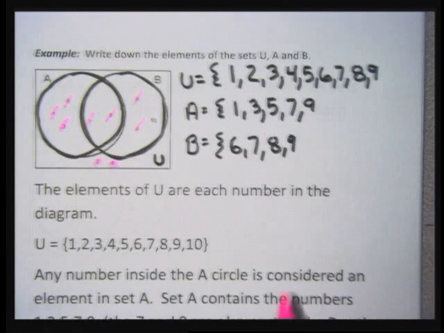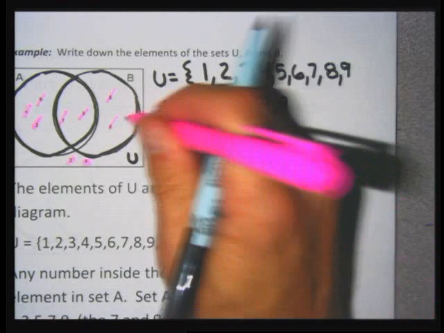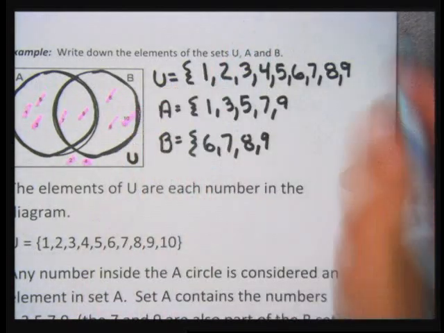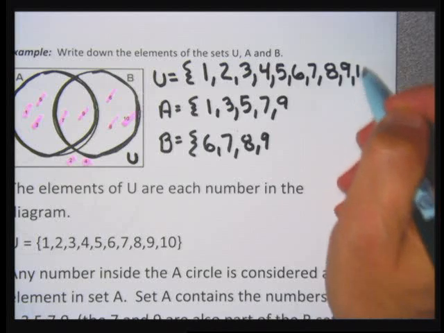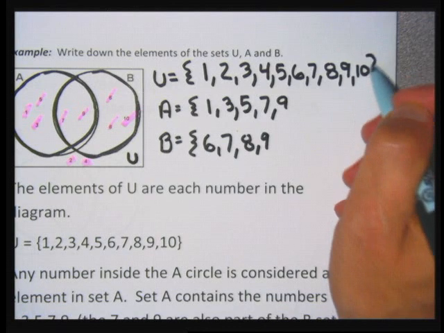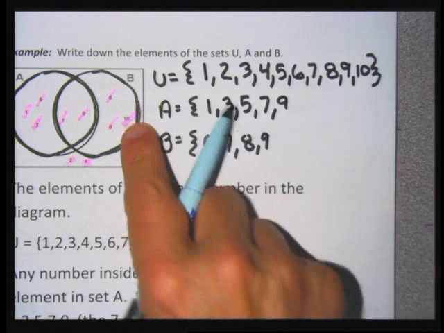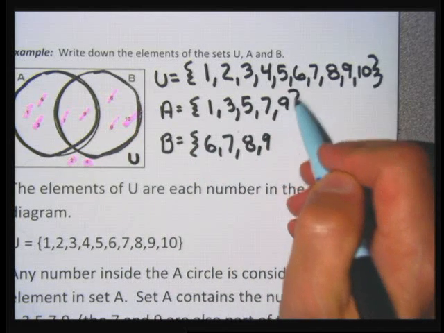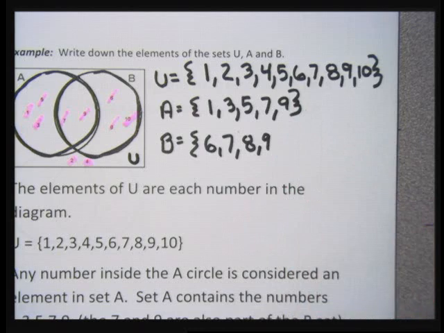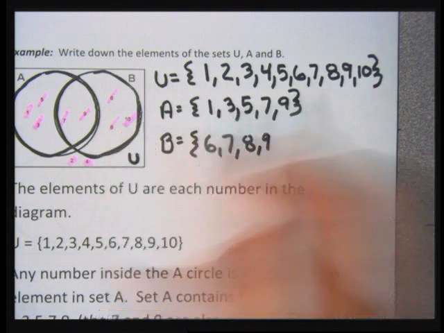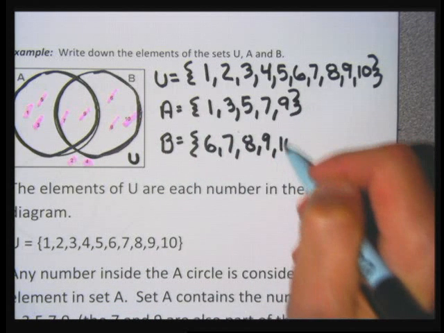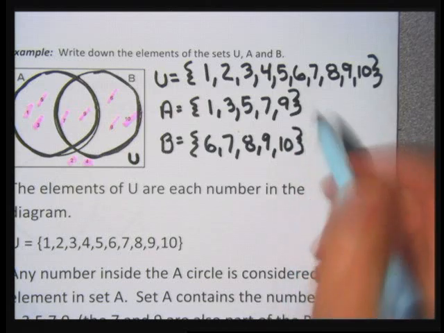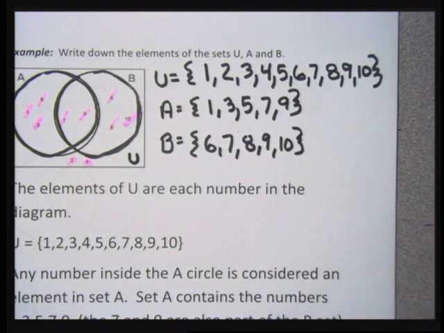And the last number I need to place is the number 10. Number 10 is inside the rectangle, so it's in the universal set. It's outside the A circle, so it doesn't belong in the A set. I'll cap off the A set now because I'm done filling it up. And I'll put it in the B set because it's in the B circle. So those are the elements of the sets U, A, and B for this diagram.